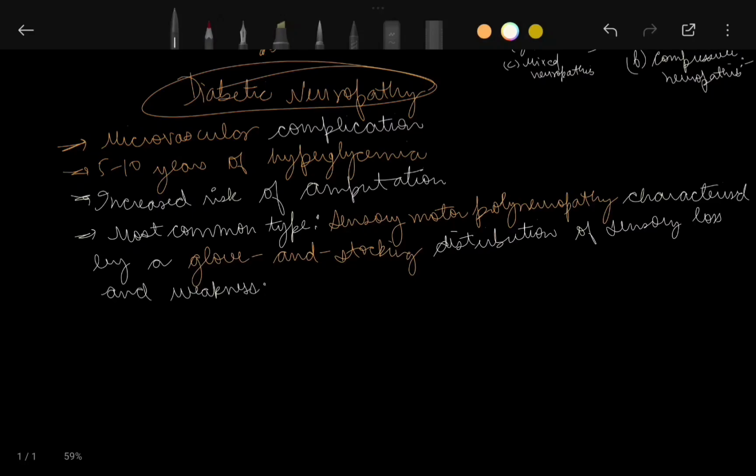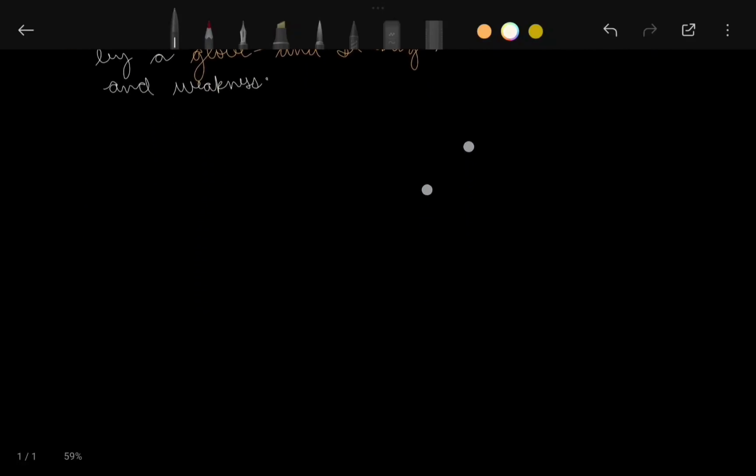Now, diabetic neuropathy is a microvascular complication seen after 5 to 10 years of hyperglycemia in a person, and there is an increased risk of amputation. The most common type is sensory motor polyneuropathy, characterized by a glove and stocking distribution of sensory loss and weakness. Just remember it from the word diabetic neuropathy: glove and stocking distribution of sensory loss and weakness.